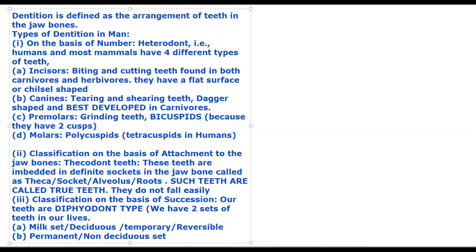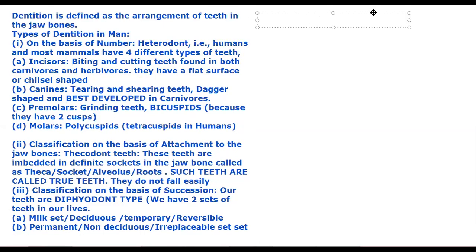But the permanent set is also called non-deciduous or irreplaceable set. Okay, irreplaceable set. So this set, if it goes, you will never find it back. Okay. So now we will do the discussion on this.